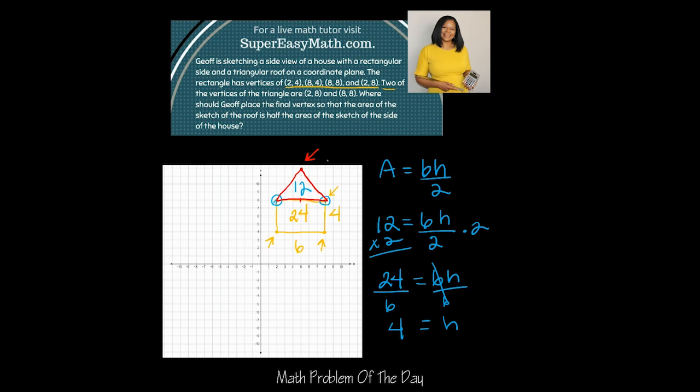Now I want to reread the question portion of my problem because I want to make sure I'm actually answering what they want me to answer. And that is, where should Jeff place the final vertex so that the area of the sketch of the roof is half the area of the sketch of the side of the house? The final vertex is at point (5, 12). So that is the answer to today's math problem of the day.